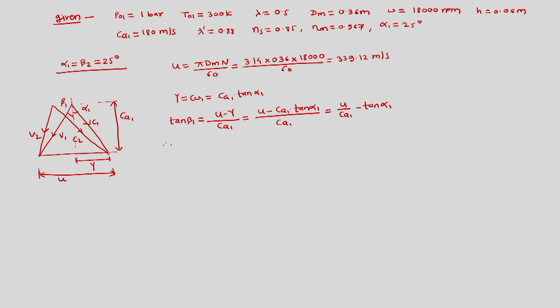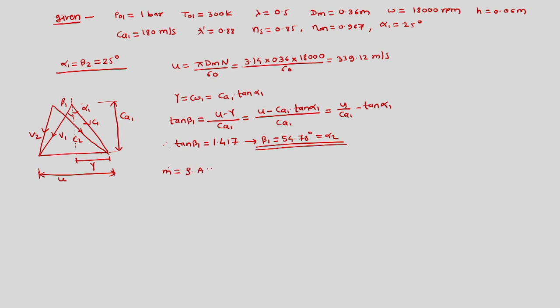Having said this, we know alpha 1, we know U, we know CA1. So we know tan beta 1 from this relation, and it turns out to be 1.417, and this gives us beta 1 is equal to 54.78 degree, and then this itself is alpha 2, since we are given with 50% reaction rate, 50% degree of reaction. Now we can go ahead and find out mass flow rate.